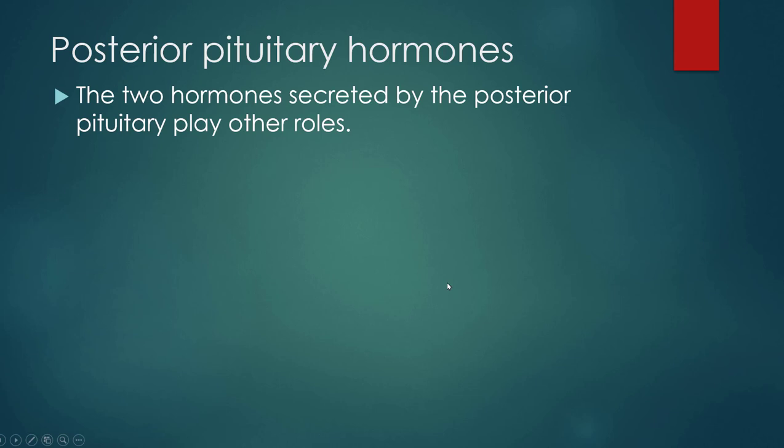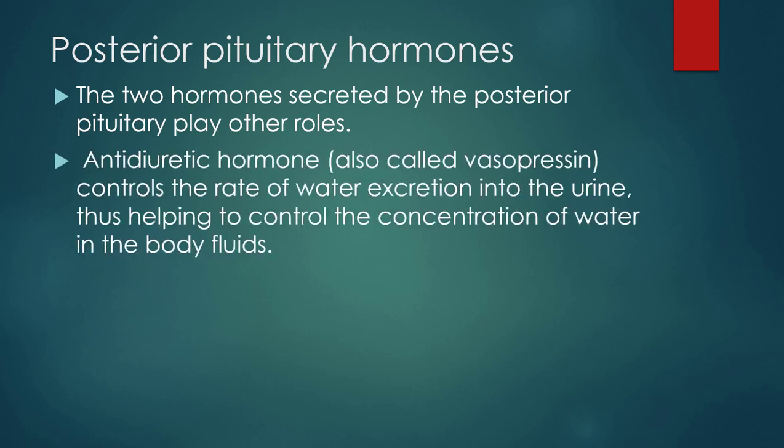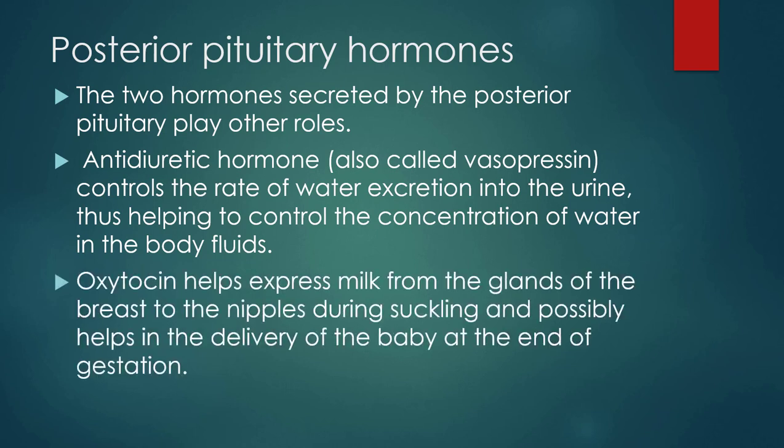Posterior pituitary hormone. The two hormones secreted by the posterior pituitary play other roles. Antidiuretic hormone, also called vasopressin, controls the rate of water excretion into the urine, thus helping to control the concentration of water in the body fluid. Oxytocin helps expression of milk from the glands of the breast nipples during suckling and helps in delivering the baby at the end of gestation.